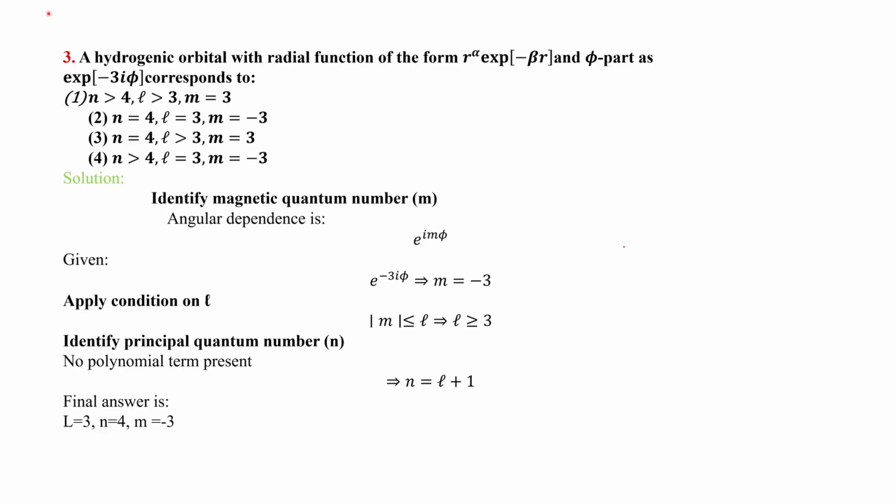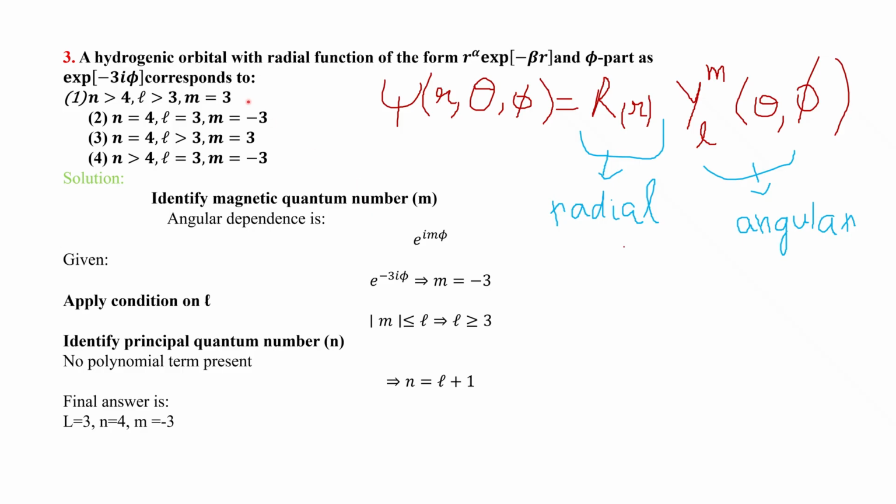All right. So students, for the hydrogen wave function, this is the wave equation which is denoted by this, and R is the radial part and this second one is the angular part.